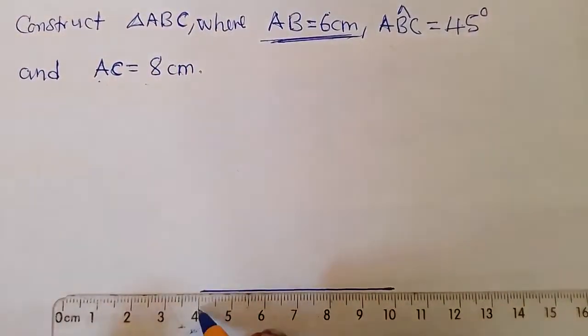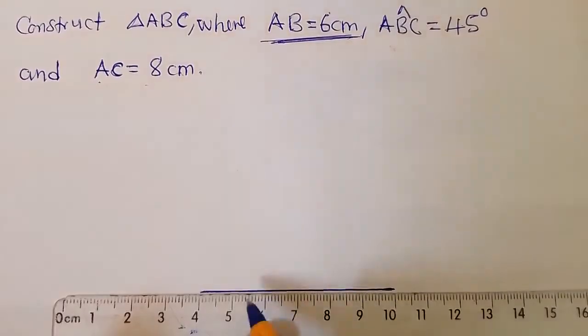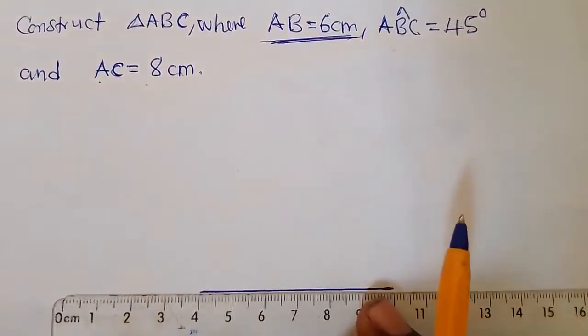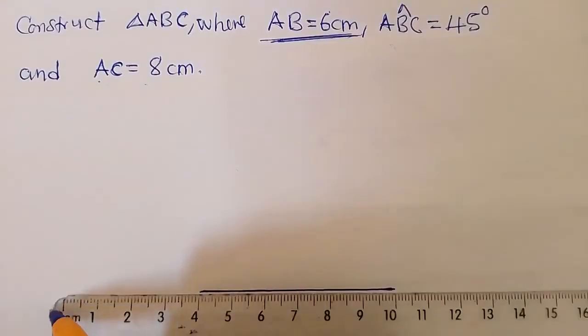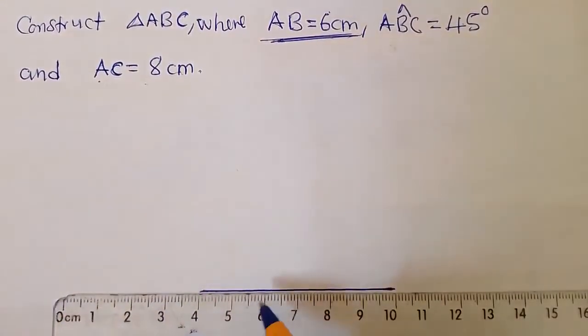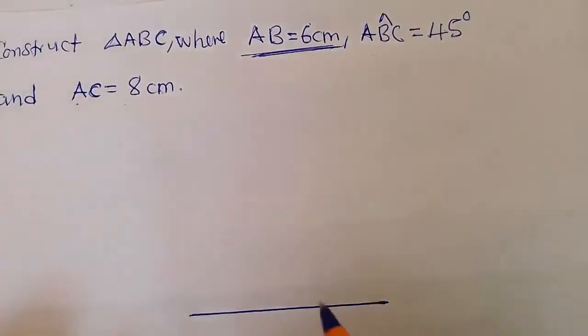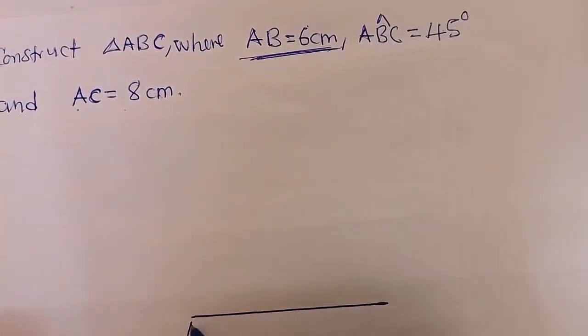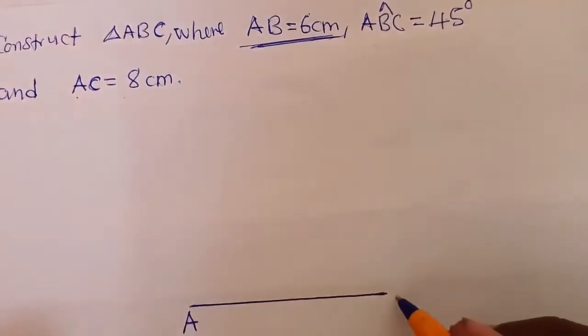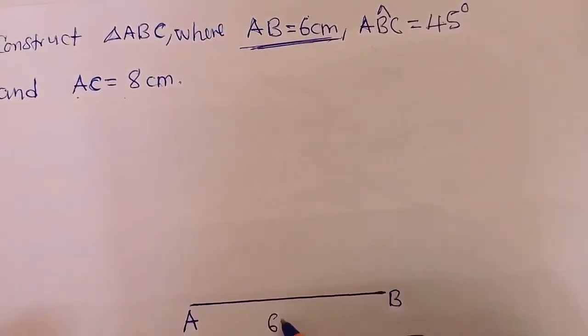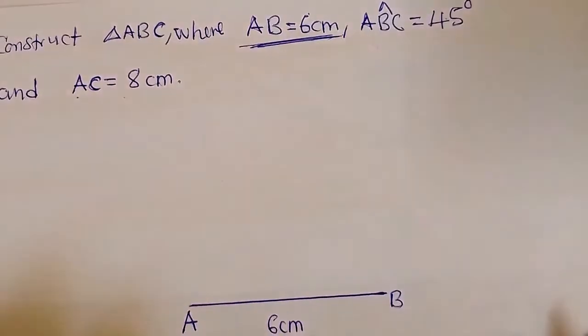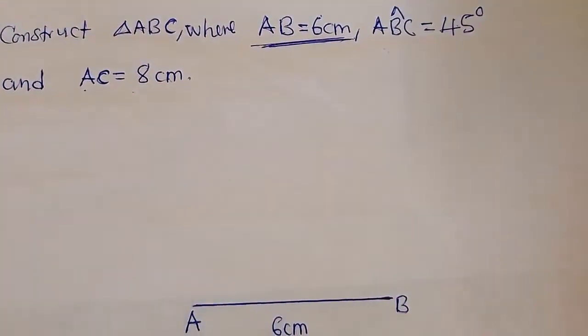I just started from 4. You are supposed to start from 0 to 6 like this. But from 4 to 10, the difference is 6. So don't follow what I'm doing. The reason I'm doing this, as you can see, is that this side of my ruler isn't okay, and I don't want to make that mistake. So this is my AB, which is 6 centimeters.